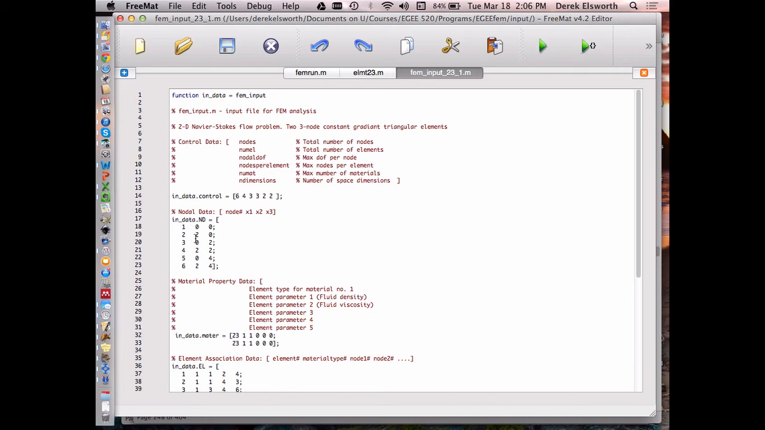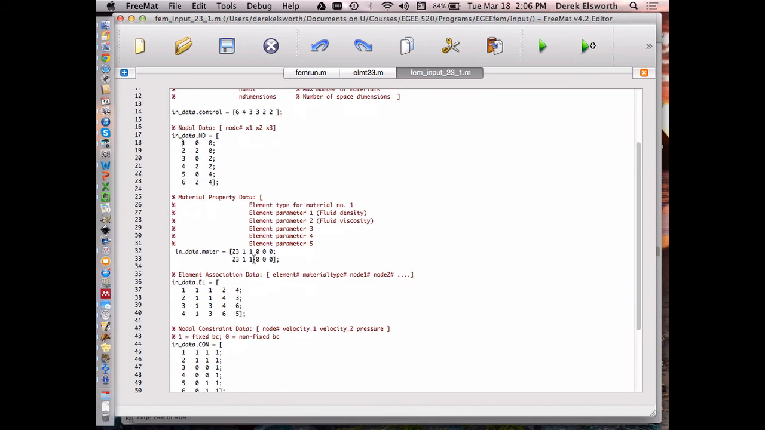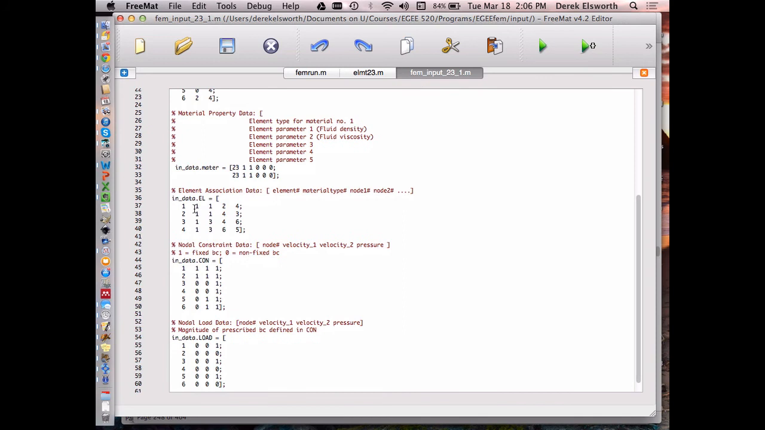We have material types. Fluid density is 1. We're not going to use it. Fluid viscosity is 1. We will use that. And it's the same for both elements that we have. Element locations, what's this? This is element number 1. This is material number 1. We actually only use one material, right, for each of these.